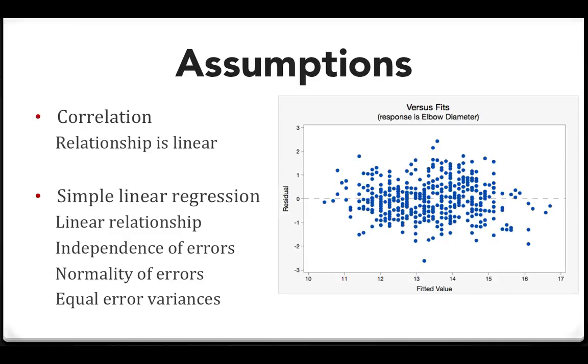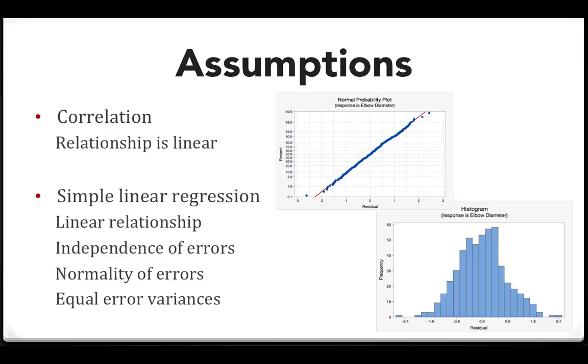The second assumption is independence of errors. This means that the errors, which are also known as the residuals, are not correlated with the predicted values. From earlier this semester, you might remember that a residual is the difference between the observed and predicted y values. In other words, y minus y hat. This plot is known as the plot of residuals versus fits. When we look at this plot, we should see no relationship.